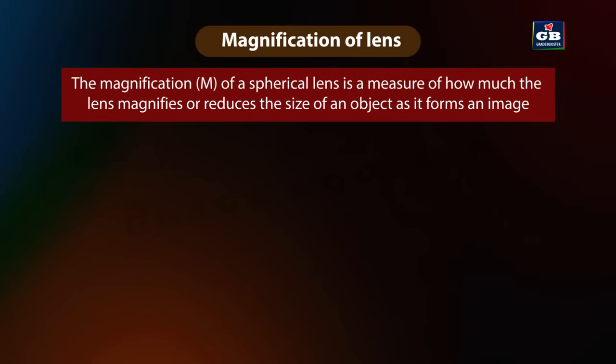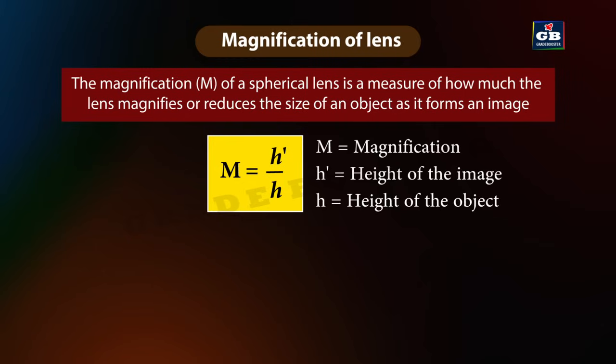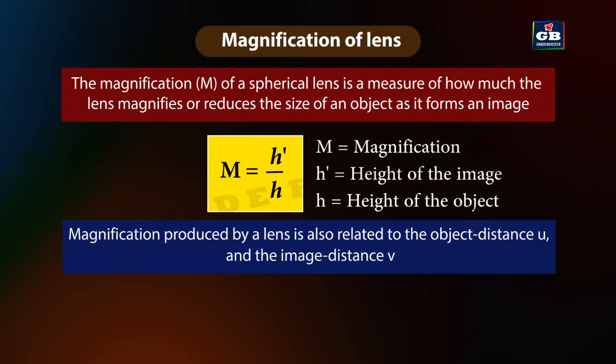The magnification m of a spherical lens is a measure of how much the lens magnifies or reduces the size of an object as it forms an image. Magnification is calculated using the following formula, m = h'/h. Magnification is represented by the letter m. If h is the height of the object and h' is the height of the image given by a lens, magnification produced by a lens is also related to the object distance u and the image distance v.